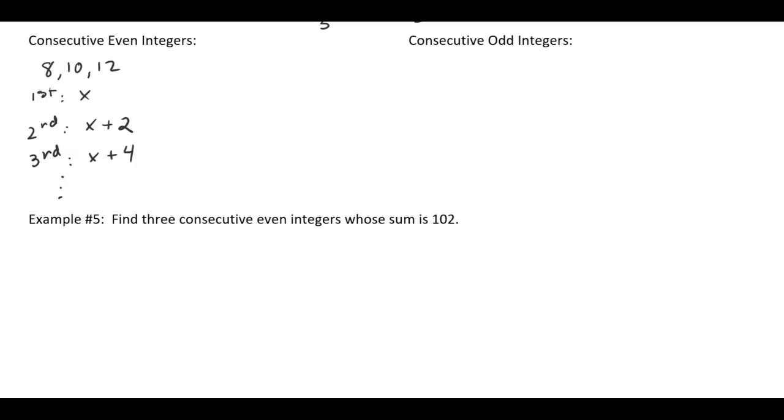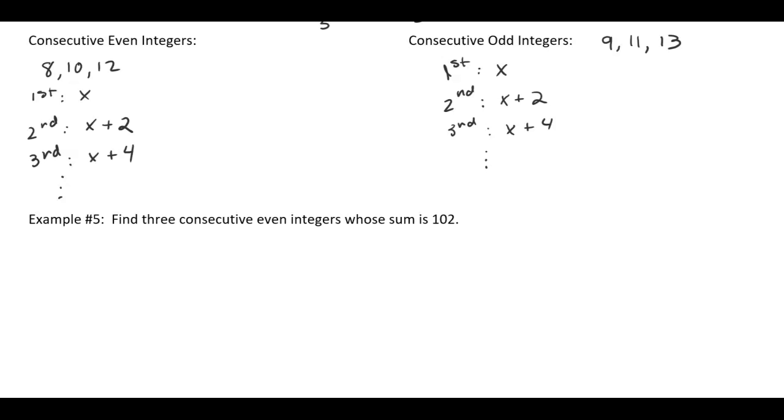Now, here's the tricky part. It's not really tricky, but sometimes it's hard to wrap your mind around. How do you set up consecutive odd integers? Well, we're talking about something like 9, 11, 13. Okay, so the first one is still going to be x, but the second one is going to be 2 more, because you got to go to the next odd number. So it's going to be x plus 2. And then the next one's going to be x plus 4, and so on. So you set up the consecutive odd integers the same way you set up the even integers.